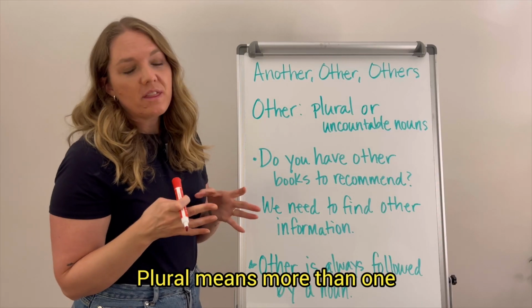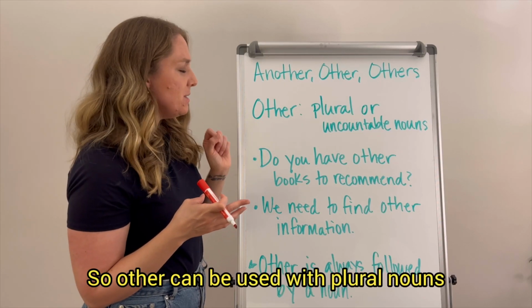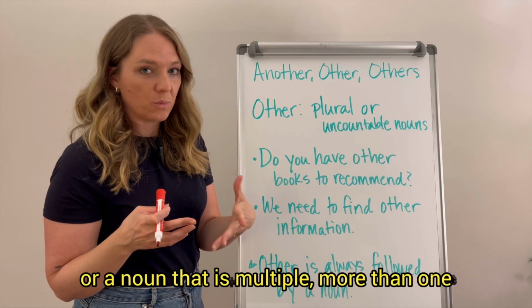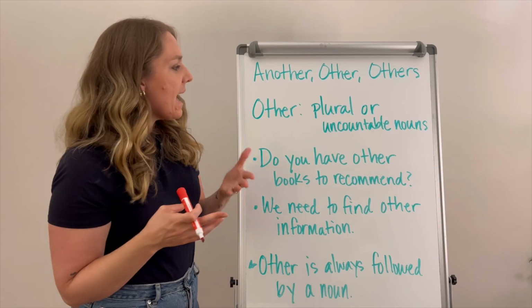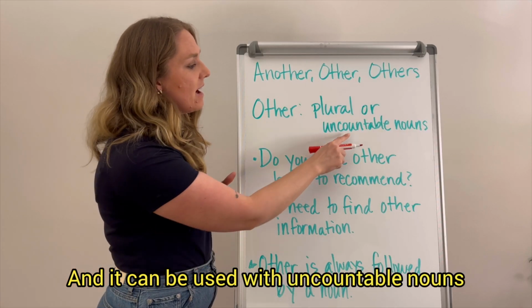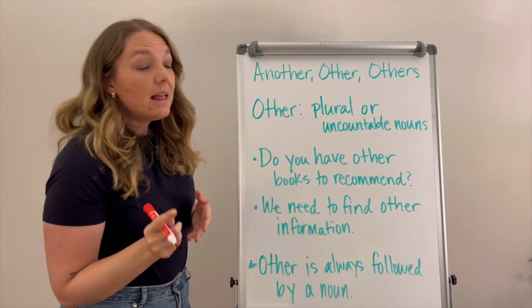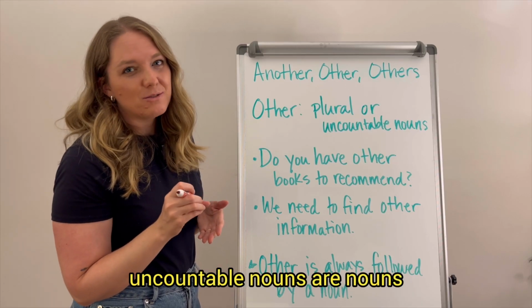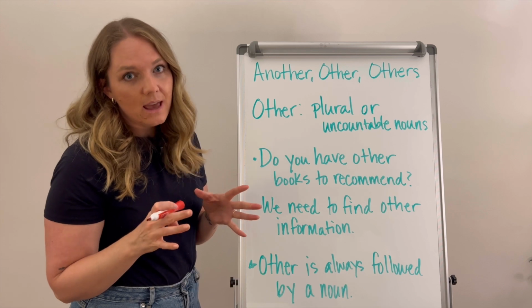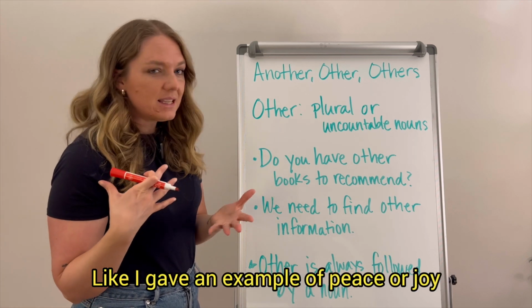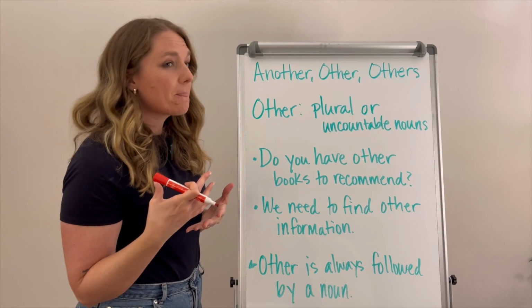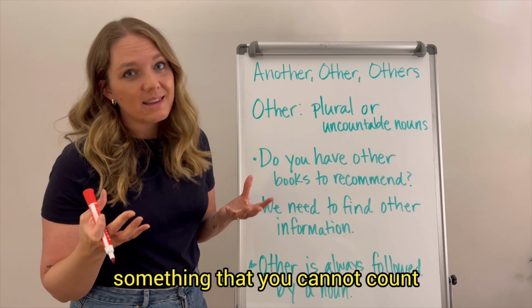Plural means more than one. So other can be used with plural nouns or a noun that is multiple, more than one. And it can be used with uncountable nouns. Like I mentioned before, uncountable nouns are nouns that you cannot count. Like I gave an example of peace or joy, information is one, something that you cannot count.